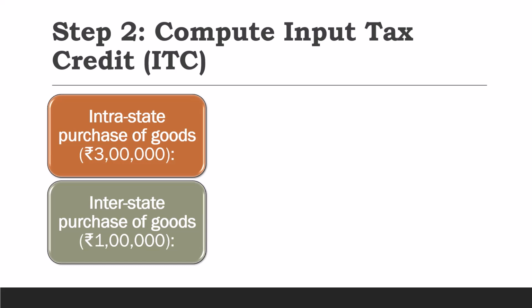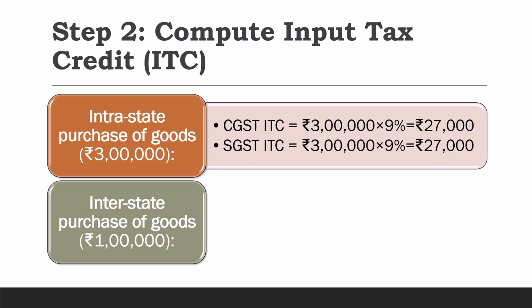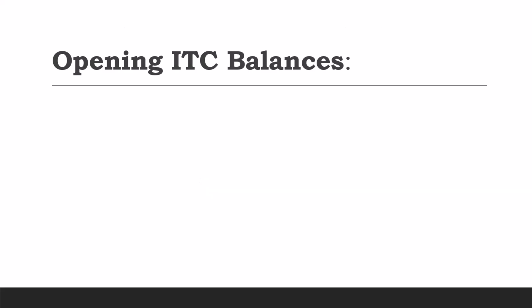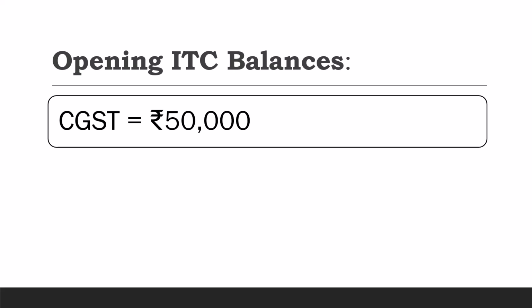So CGST ITC will be 50,000 opening balance and 27,000 which we calculated on his purchases, so 77,000 will be the total ITC available to him. On account of SGST, 25,000 opening balance plus 27,000 for whatever he has purchased during the year, so 52,000 rupees of ITC credit will be available to him. For IGST, it will be 60,000 opening balance plus the 18,000 for the purchase he has made from outside the state, 78,000. So this is the total ITC which is available to him.